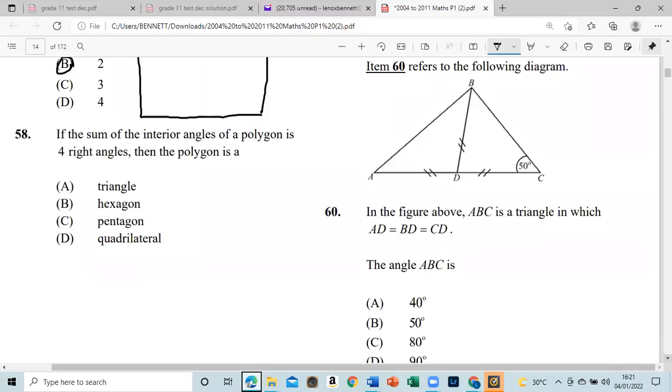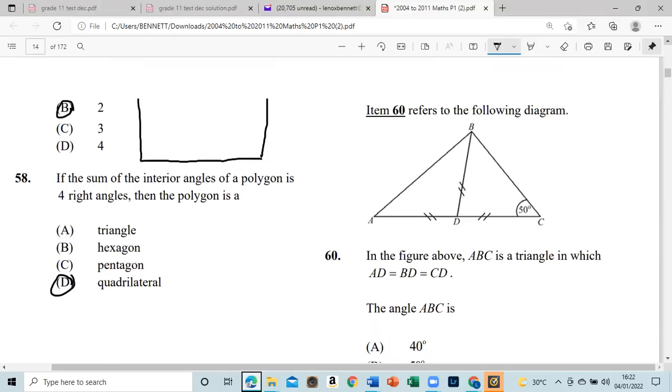If the sum of the interior angles of a polygon is 4 right angles, then the polygon is a triangle, hexagon, pentagon, or quadrilateral. And that would be D, a quadrilateral. Alright, let's move on to 59.